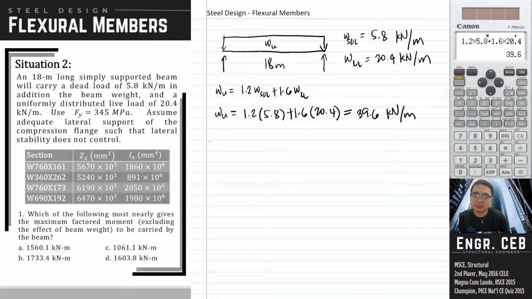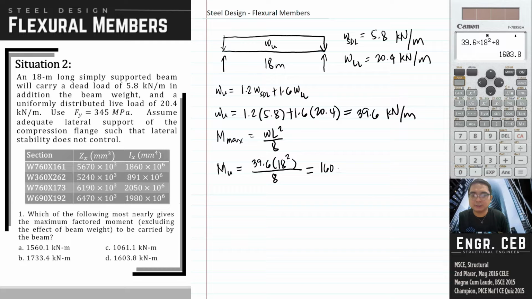And then we can now solve for the maximum factored moment. Since this is a simply supported beam subjected to uniformly distributed load, we know already that the maximum moment is WL squared over 8. We substitute our demand moment Mu is 39.6 times 18 squared divided by 8, and that is 1603.8 kilonewton meter. Okay? So this is now our answer for the first problem, and that is letter D.